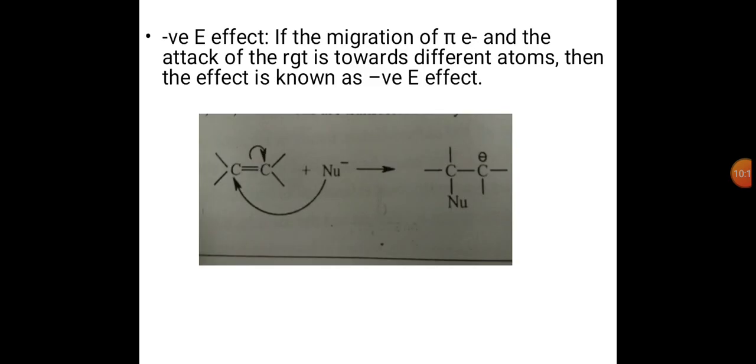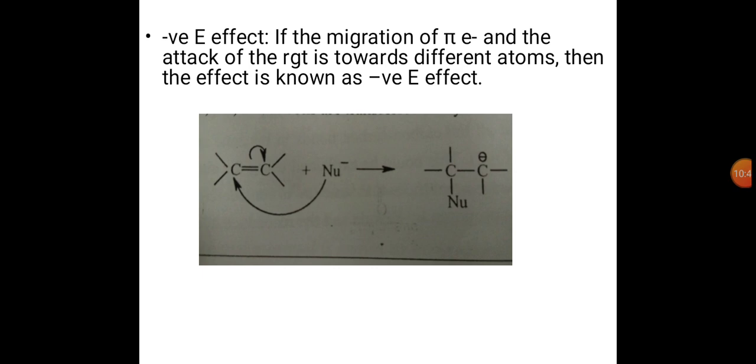Next is the negative electromeric effect. Now here it is the reverse case of positive electromeric effect. If the migration of pi electrons and the attack of the reagent is towards different carbon atoms, then the effect is known as a negative electromeric effect.